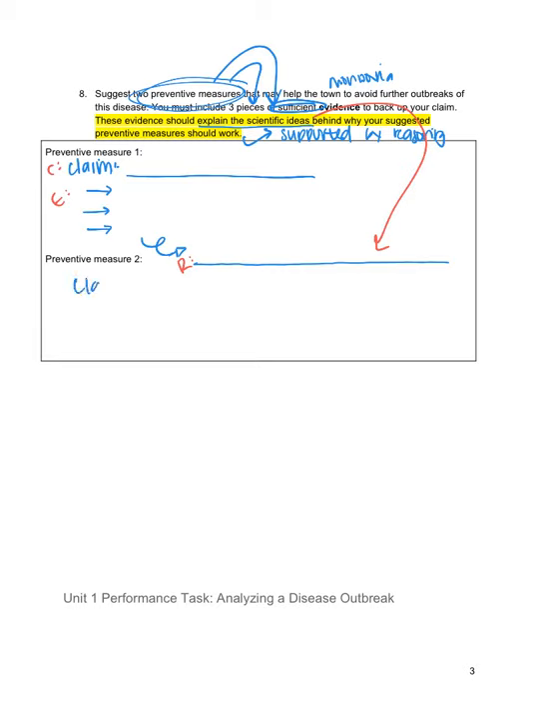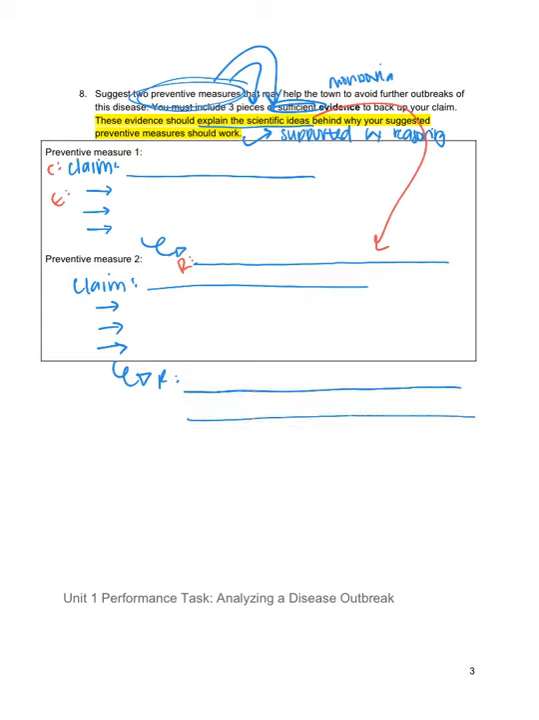You'll have another claim, just a short statement, remember, that says this is how you can prevent further outbreaks. Here are 3 ways that I know this, and then my reasoning. All right? And this is why it will help prevent further outbreaks of your disease. So you have 2 CERs to help prevent further outbreaks of the disease.